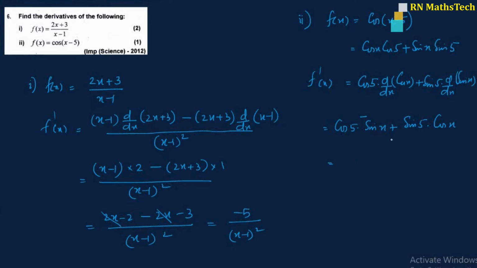negative can be taken outside, so negative of sin x cos 5 minus cos x sin 5, that is equal to minus sin of x minus 5. Okay.